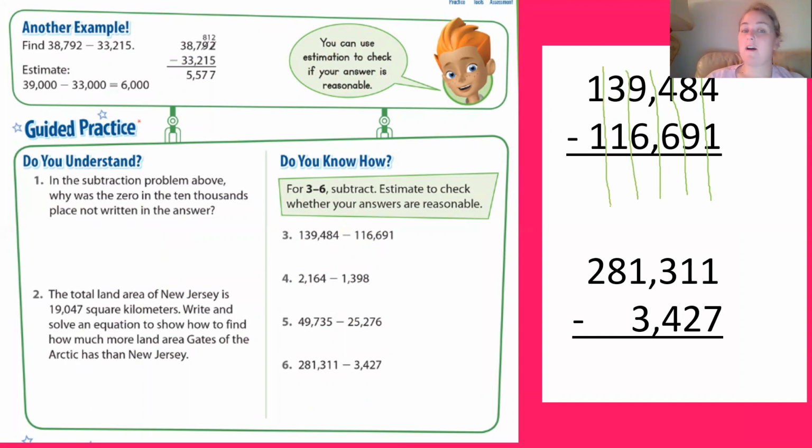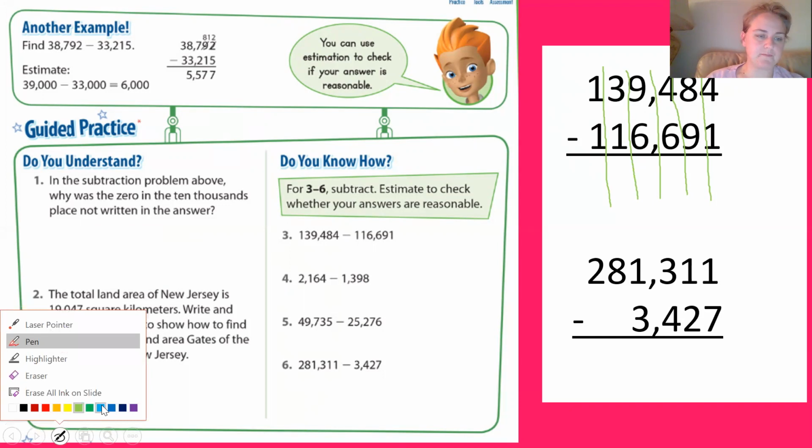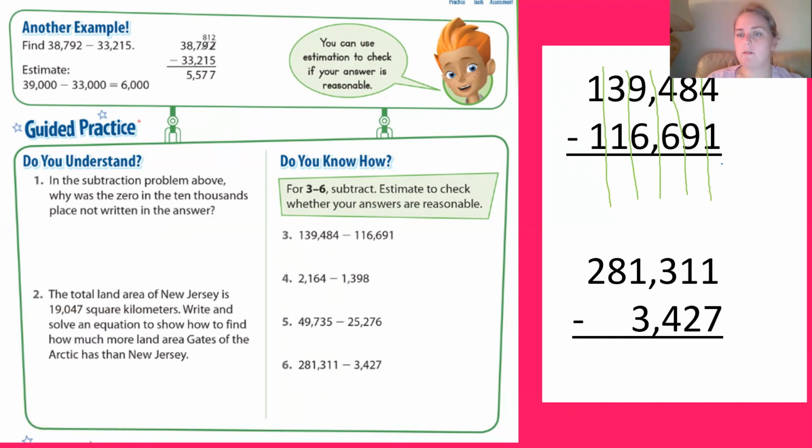All right, so now I can go ahead and start. 4 take away 1 is 3. Let me use a different color for the numbers. 4 take away 1 is 3, so I'm going to write my 3 down here.